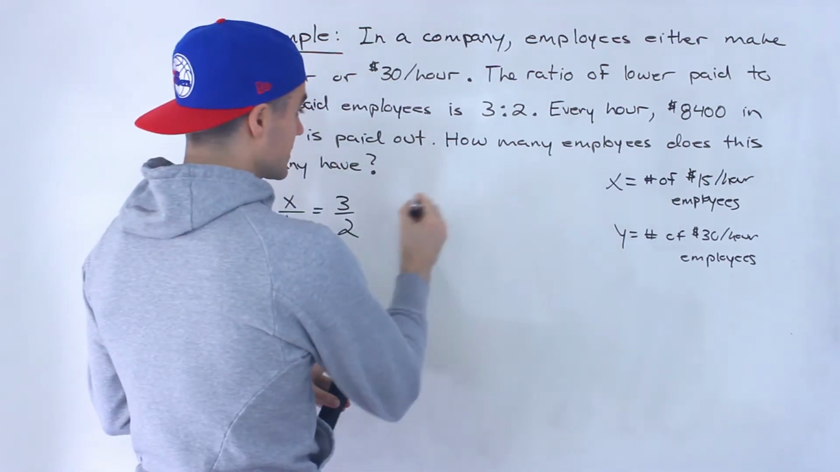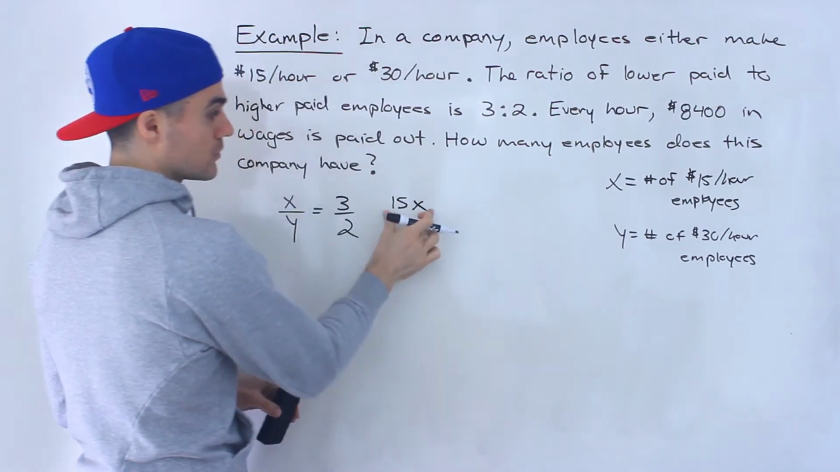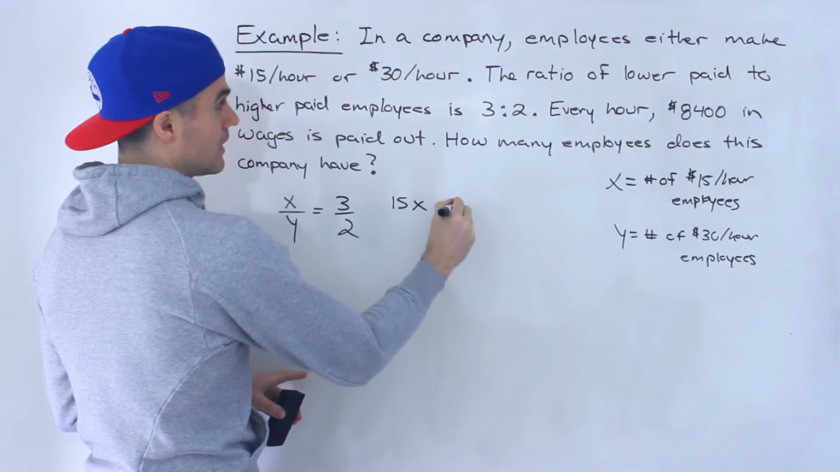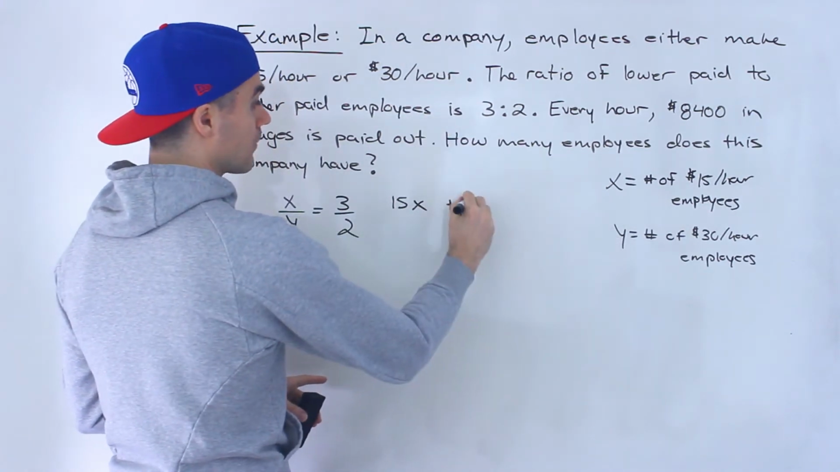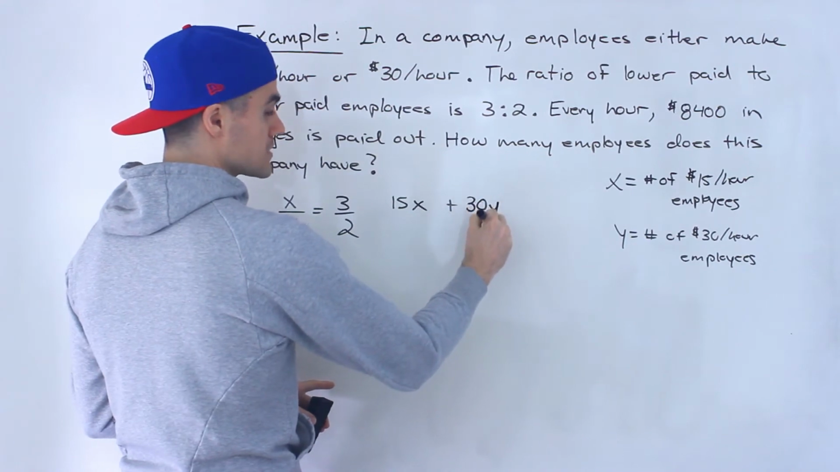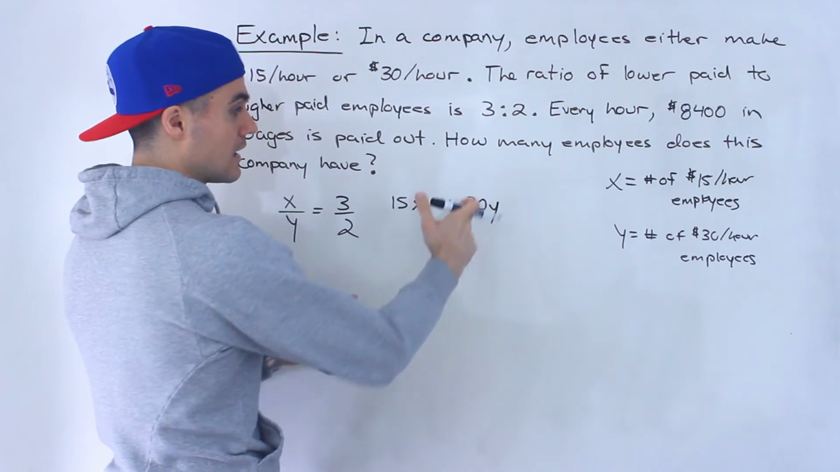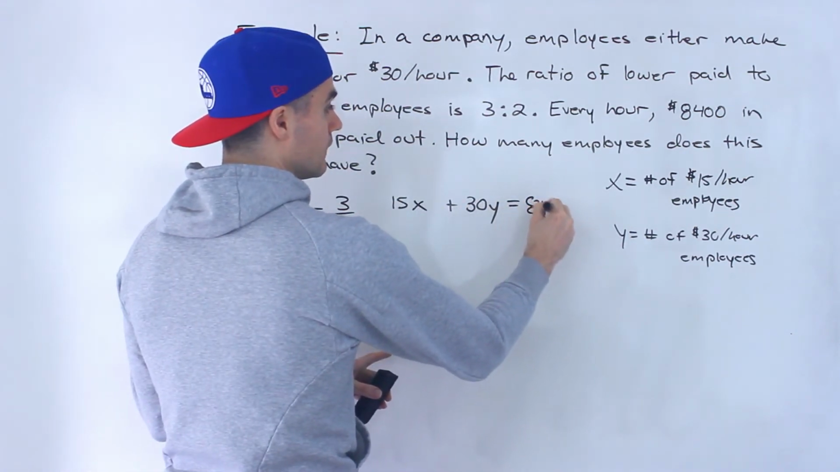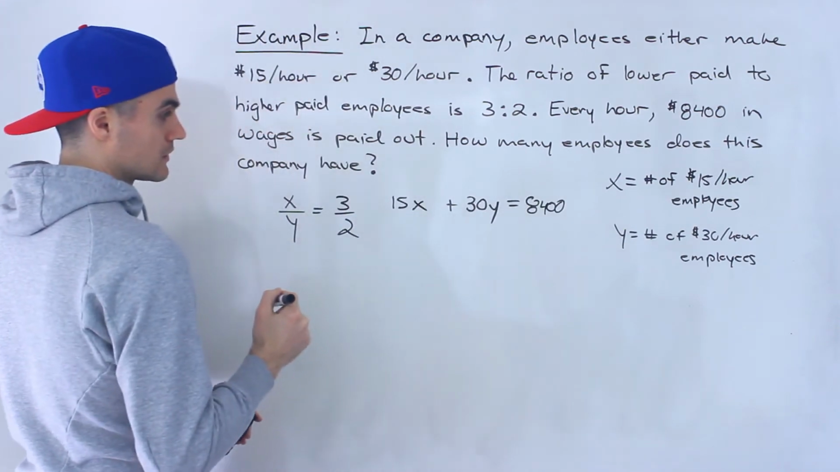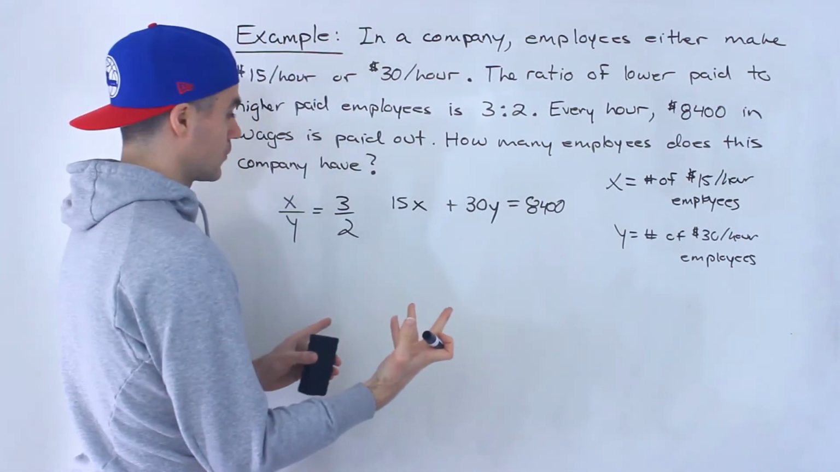So if there's x employees making 15 an hour, the total payout for them would be 15x. Plus, if there's y employees making 30 an hour, so 30 per hour times the number of employees, that would be the total payout for those employees. And the total payout for the whole company is $8,400, like that. And so these are the two equations that we're going to work with.